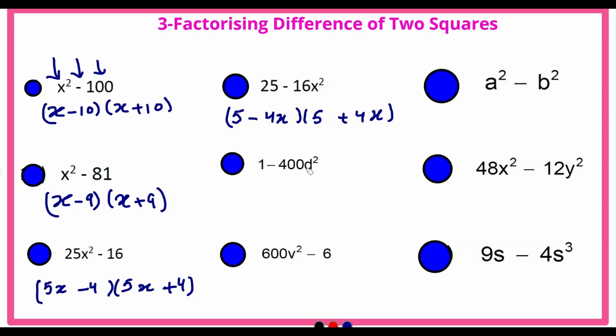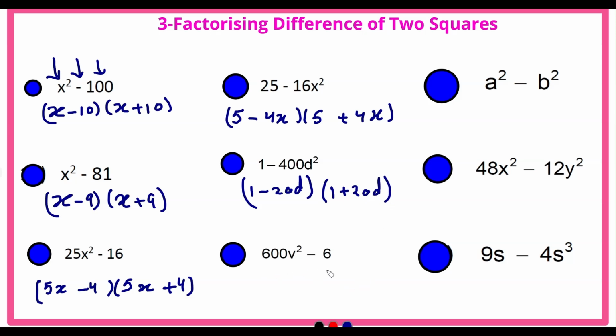What about that? 400 is a square number, but you need to know what times itself is 400. That's 20 times 20. So 1 times 20d, and 1 add 20d.